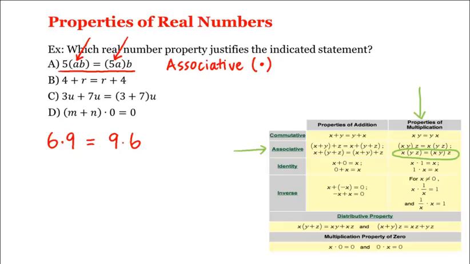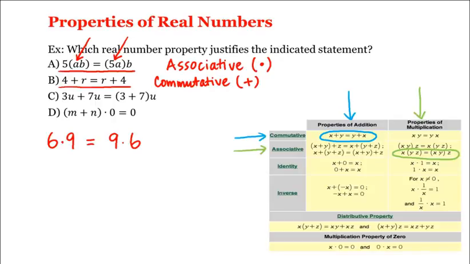All right, what about this second statement here? 4 plus R is equal to R plus 4. This is demonstrating the commutative property for the operation of addition. It's this property here. Notice we are flipping or reversing the order of the addition. So this is the commutative property for the operation of addition. We'll put the little plus here.